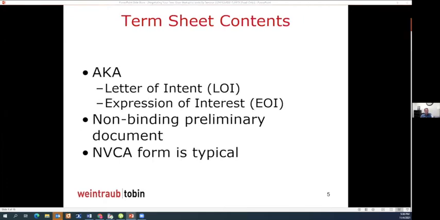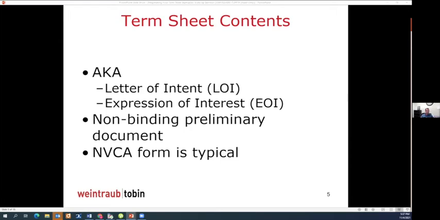Okay, so next we've got term sheet contents, just to give you guys a little bit of a basic lay of the land. Obviously this is a little bit more of a targeted discussion, not the 101 talk that Laura mentioned earlier, but still want to make sure everybody's on the same page as we go through these things.